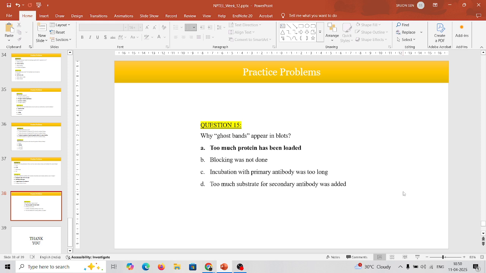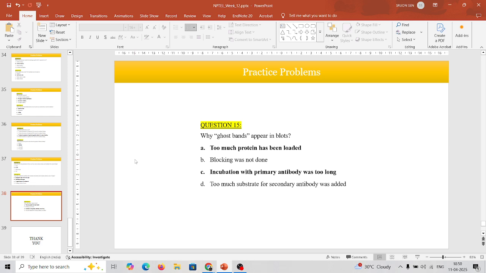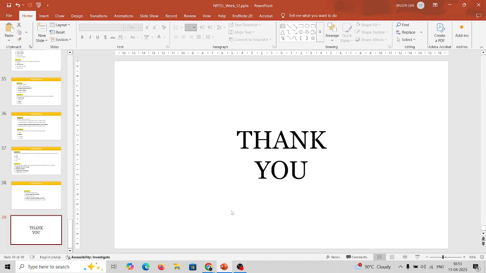The other reason is that you have incubated with primary antibody for a long time, because of which you see ghost bands. That's because of the non-specific binding. Okay, so these are the two probable reasons. Okay, so that's all then.